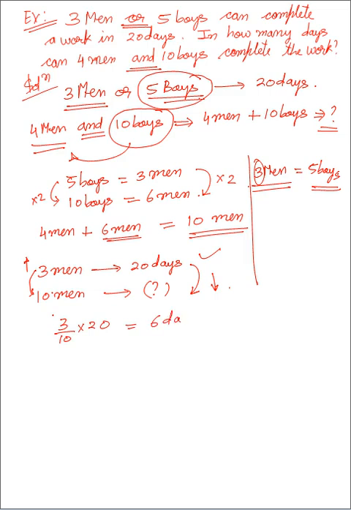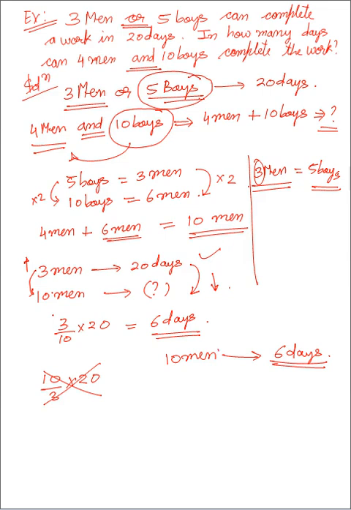Okay, never do 10 by 3 into 20. Don't make this mistake, it will be wrong. You have to keep it as it is, 3 by 10 into 20, because it is inversely proportional. Here the number of men are increasing. As the number of men increases, obviously the number of days required will be less. So from 20 days, now the 10 men will be able to complete it in 6 days. So 10 men will require only 6 days to complete. Of course they have asked us 4 men and 10 boys, but I have converted it into 10 men. So this is the final answer.